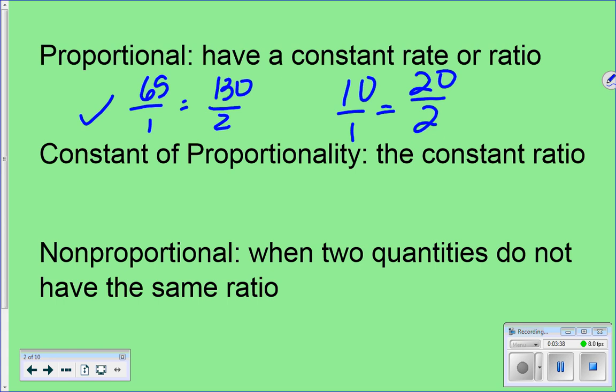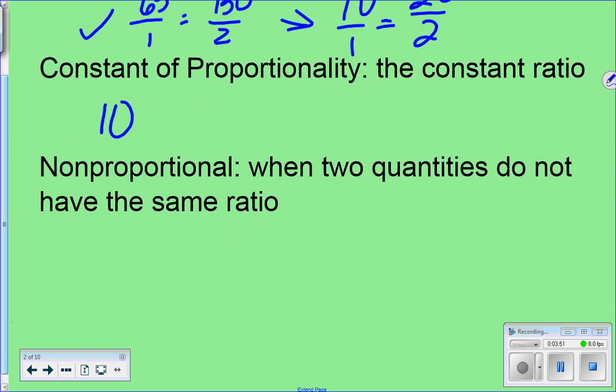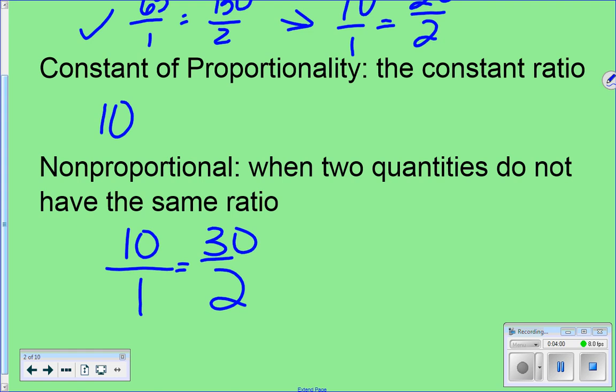Okay? So let's talk about your constant. Now let's go back to this one because that seems to be easier for everybody. My constant, what's it constantly going up by? Every hour I'm constantly going up by 10. So my 10 would be my constant. Now non-proportional would be something that looks like this. For every 1 hour I go 10 miles, so for every 2 I go 30. This is not in proportion because it should be what? 20. It should be 20. Okay, so there's just some short, simple examples, and we'll talk about each one again.